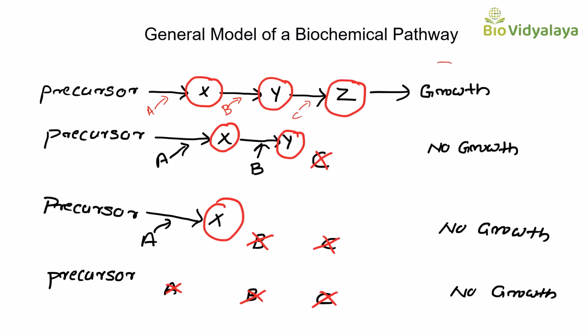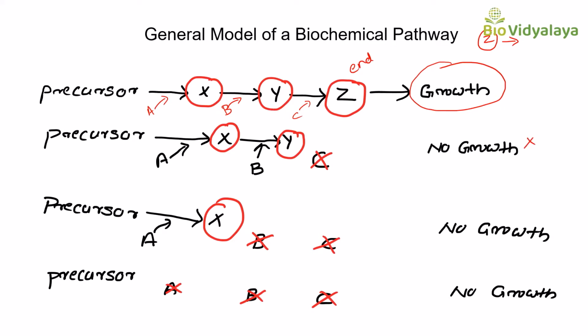The compound Z is needed for the growth of bacteria. So this is the end product. If we provide Z directly to the growth media, then bacterial growth will occur. If there is any mutation in the gene coding for enzyme C, then what will happen? The precursor will convert to X, X will convert to Y, but Y will not convert to Z because enzyme C is absent. So there is no growth.